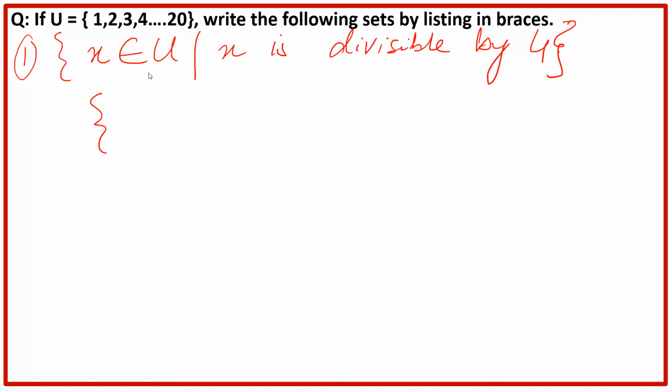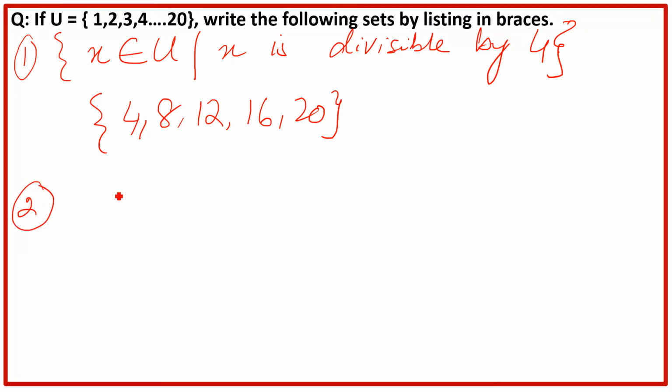So only from this 1 to 20, we have to write down the integers which are divisible by 4, meaning completely divisible by 4, or you can say multiples of 4. So 4, 8, 12, 16 and 20. If we divide all these integers by 4, they are completely divisible by 4. 4 times 5 is 20, 4 times 4 is 16. So these are the multiples, and this is the listing in braces. These are called braces, curly brackets or medium brackets.